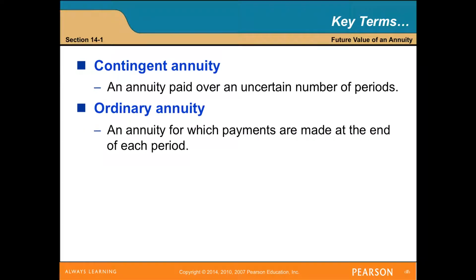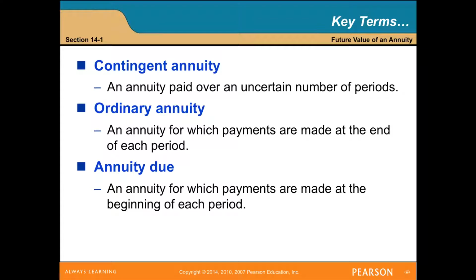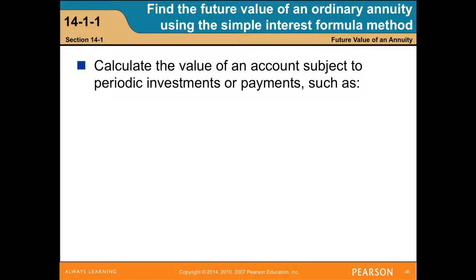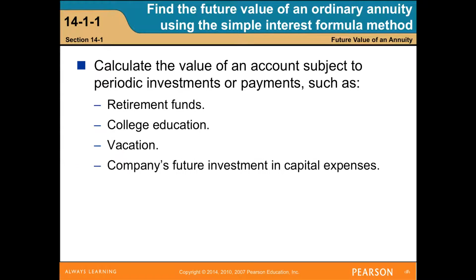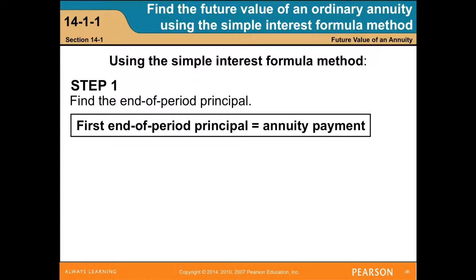An ordinary annuity is an annuity for which payments are made at the end of each period. Annuity due is an annuity for which payments are made at the beginning of each period. Find the future value of an ordinary annuity using the simple interest formula method. Calculate the value of an account subject to periodic investments or payments such as retirement funds, college education, vacation, company's future investment and capital expenses.